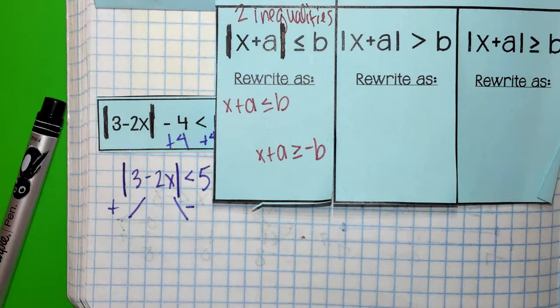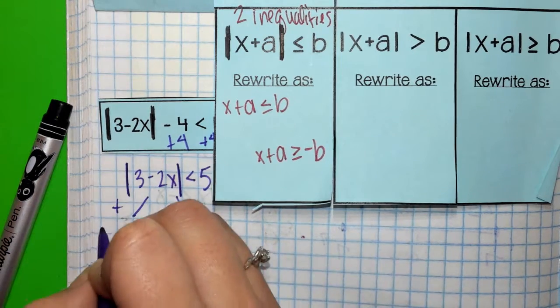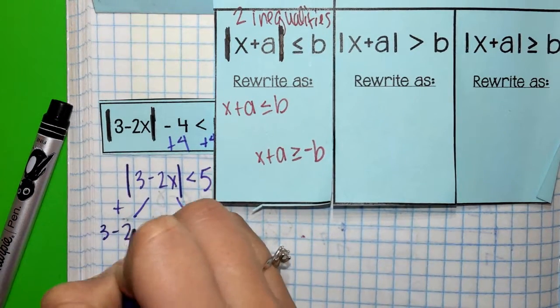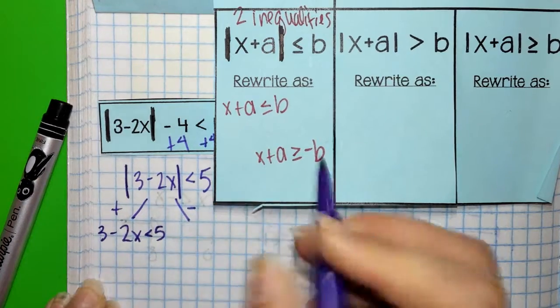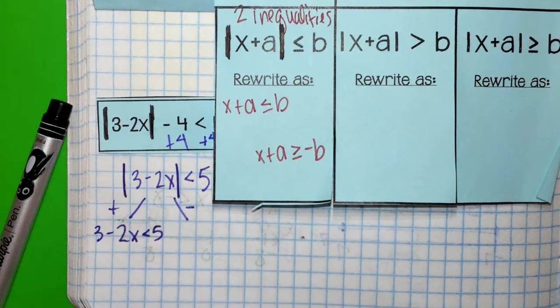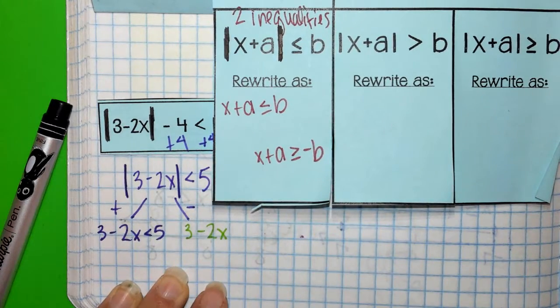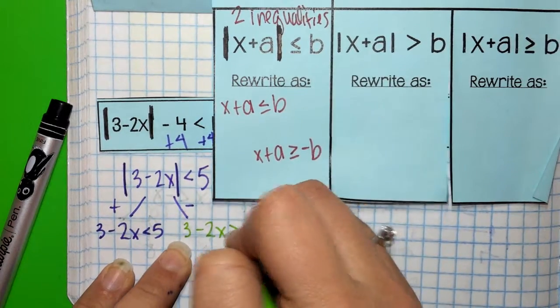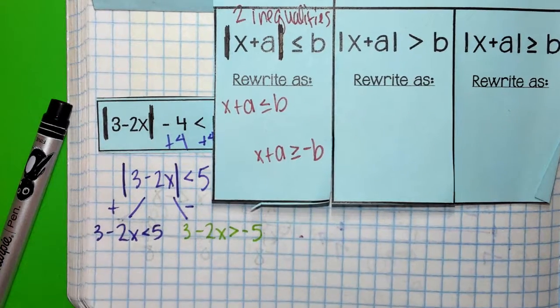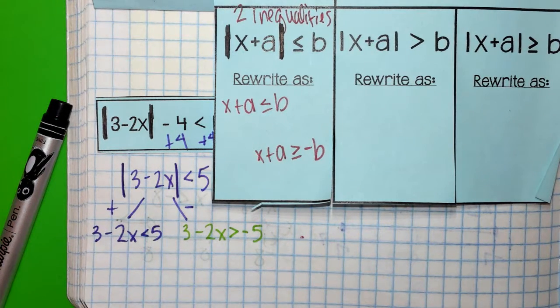Are we ready? All right, so we have 3 minus 2x is less than 5. And then I'm going to do my negative in green. 3 minus 2x. Do I have to flip my sign? Yes. Awesome. Is greater than negative 5. And then what do we do from here? No. We have to what? We're not done, guys.